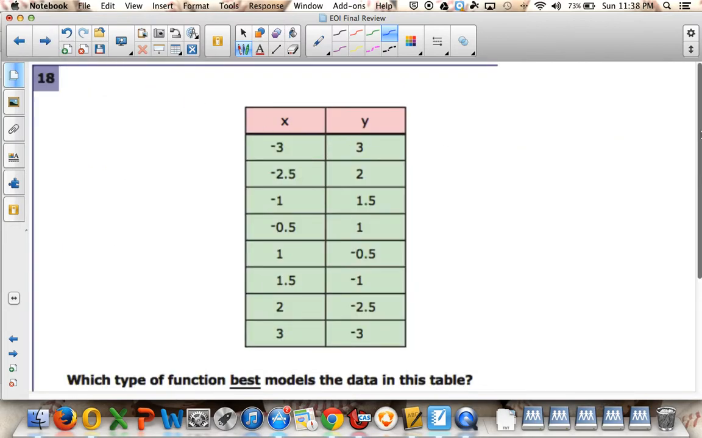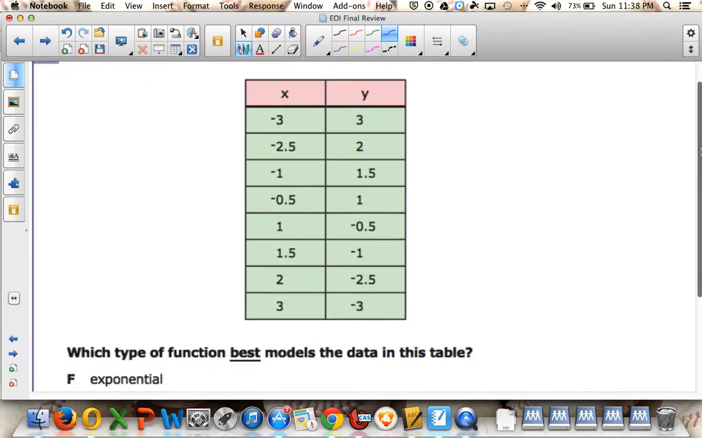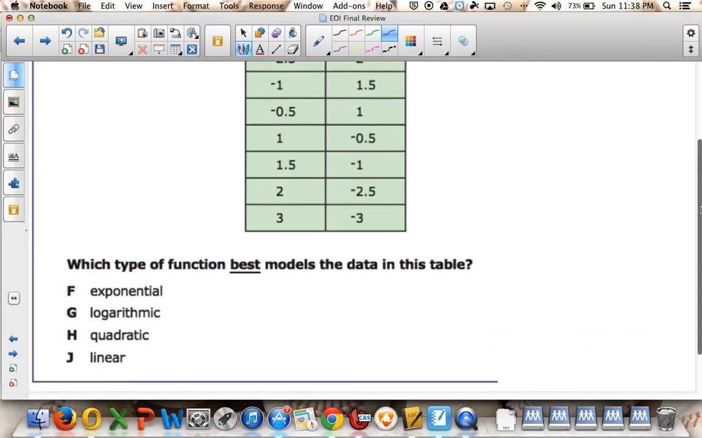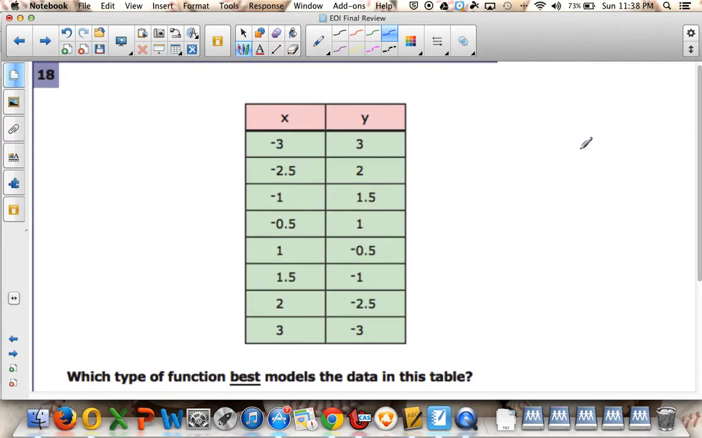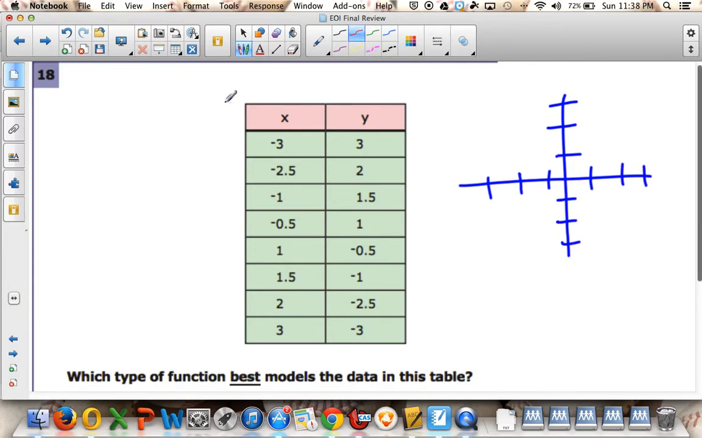Right here, again, I have a T-chart, X and Y. Which type of function best models the data in this table? Well, I don't really know. But what I do know is I can draw a graph and I can plot these points to where it would match up here. So let's see here. Let me draw my graph. So let's graph the first one right here: -3, 3. Right there. So we got that one.